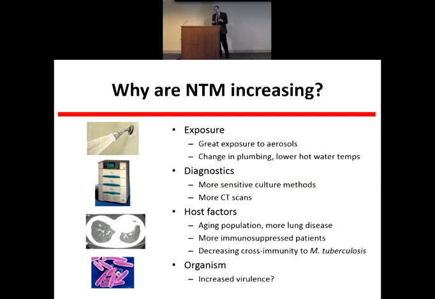Host factors: we have an aging population. I showed you the rate in the older individuals, and the Medicare study was much higher than other rates. We have more immunosuppressed patients who are more susceptible. And there's this interesting phenomenon that may or may not be real, which is decreasing cross-immunity to TB. If our rates now are 3 per 100,000 for TB, we have very little TB infection now.